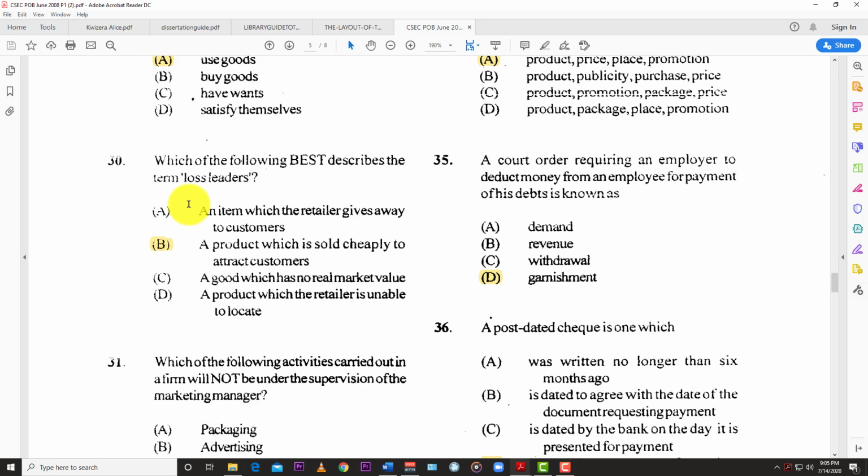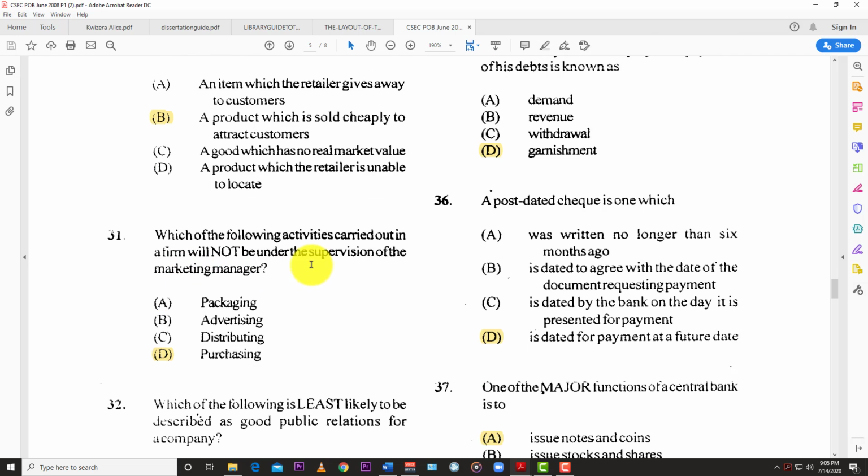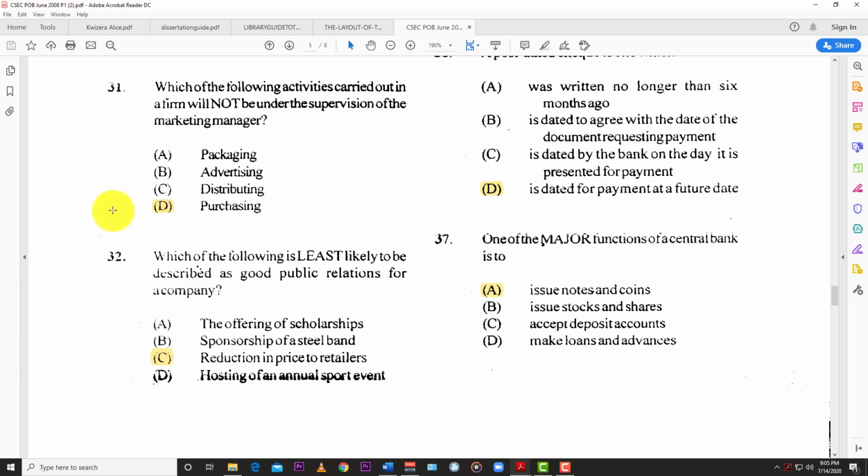30. Which of the following best describes the term loss leaders? And so a loss leader is B, a product which is sold cheaply to attract customers. So you sell it cheaply to attract customers. And this happens all the time in many businesses where you go to a supermarket and you see some cheap products up front to attract customers to buy the more expensive products within. 31. Which of the following activities carried out in a firm is not under the supervision of the marketing manager? And of course, it's purchasing.